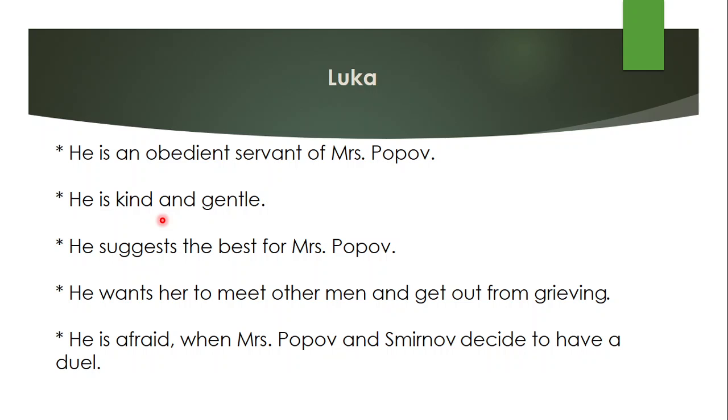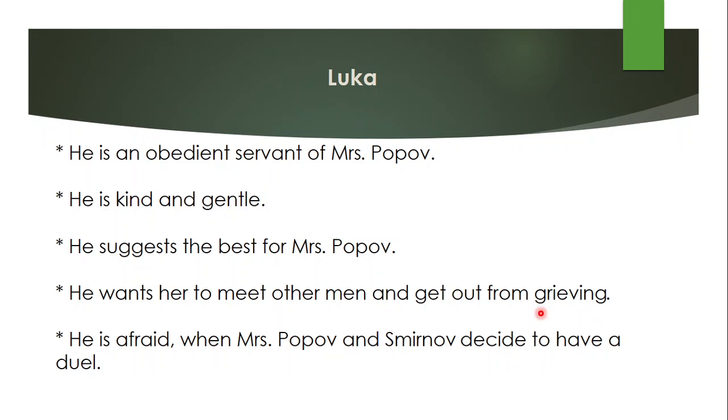Then what are the weapons? The household things, the tools used in the garden. He thought they would do something to this Mr. Smirnov. He suggests what is best for Mrs. Popov: don't live like this, have a happy life. He was giving her suggestions on how to decorate her life with happiness. He wants her to meet other men and get out of grieving.